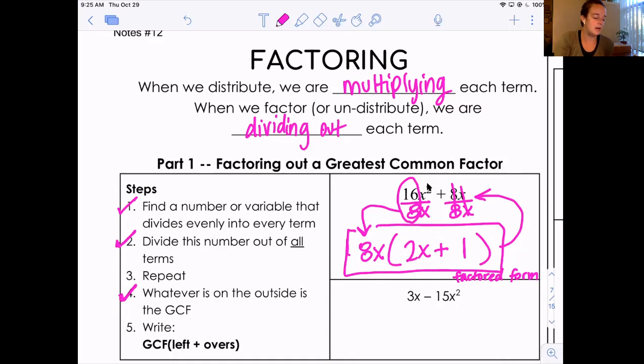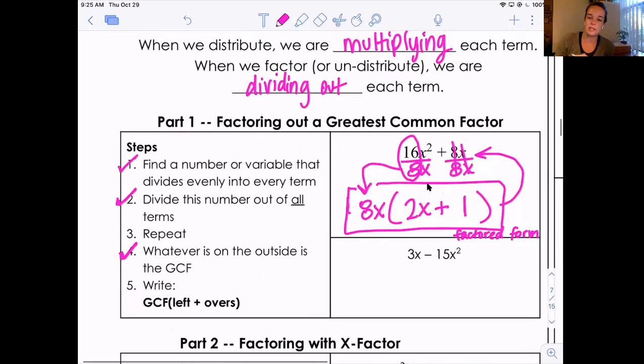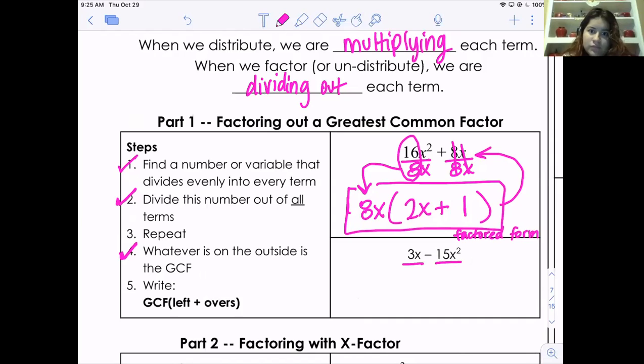Okay, we're going to try this next one here. 3x minus 15x squared. Take a moment. What number can we take out of both? 3, absolutely. We can take out 3.